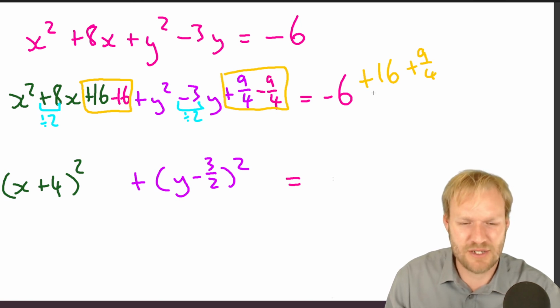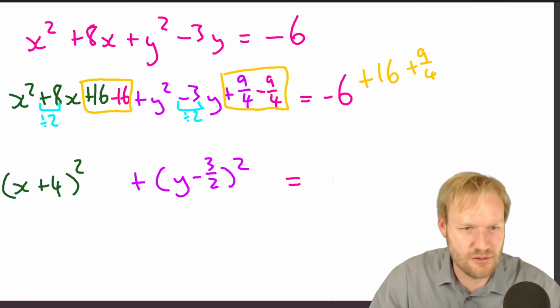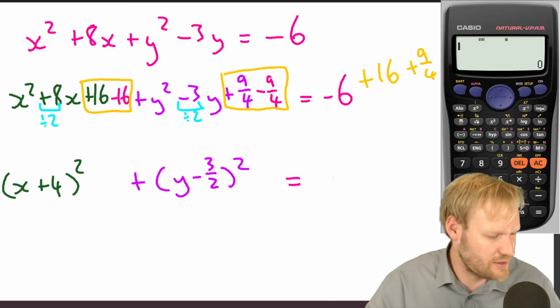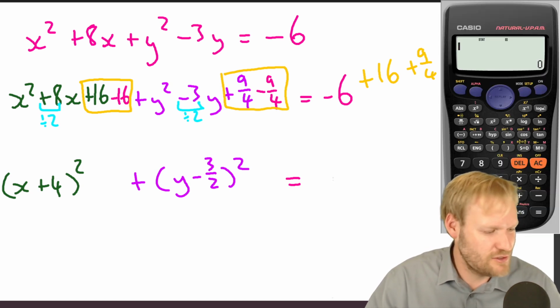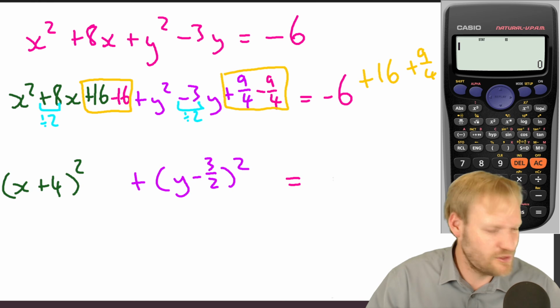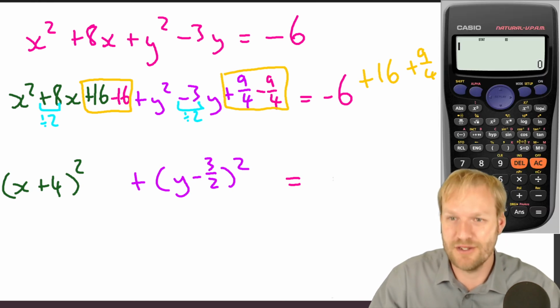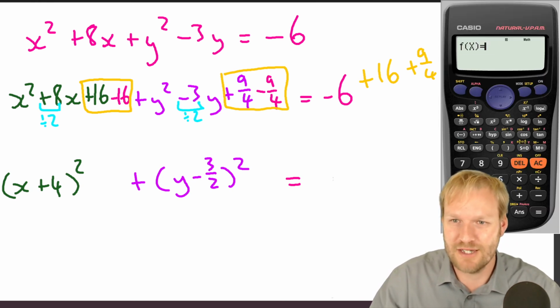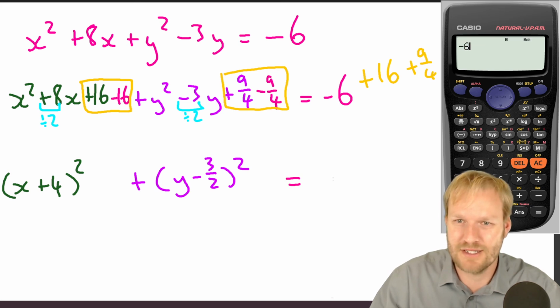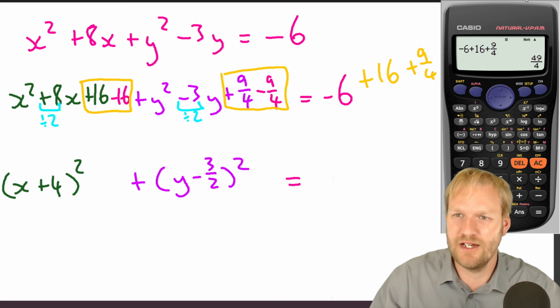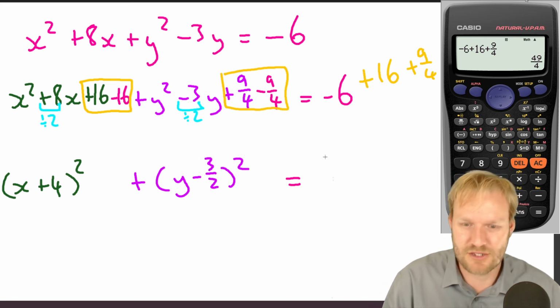We got minus 6 plus 16. Okay, well, probably worthwhile grabbing that beloved calculator out. I'm still in stat mode here. Ooh, table mode, even getting worse. Okay, so we got minus 6 plus 16 plus 9 over 4. 49 over 4. Okay, that seems good. So I'm going to put 49 over 4.